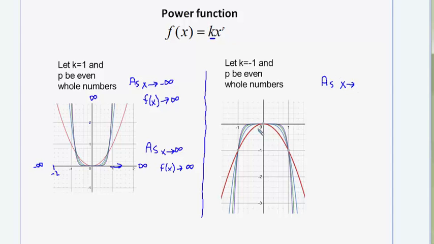As x grows without bound in the negative direction, think of this direction as x getting larger and larger in the negative direction, meaning we're tracing to the left.